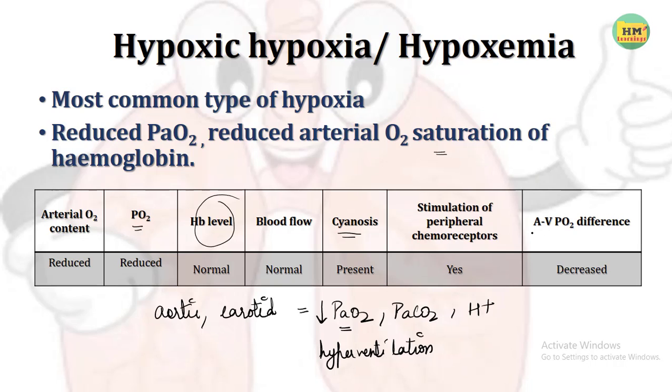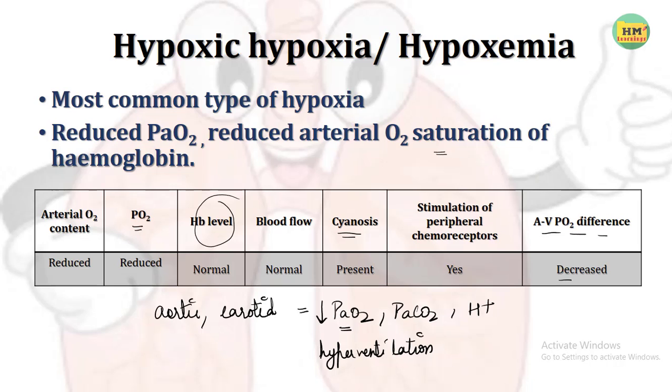Then the arterial venous difference of the PO2. This difference is decreased. Why? Because the arterial PO2 is already less. So definitely the difference between the arterial and the venous PO2 will be decreased.